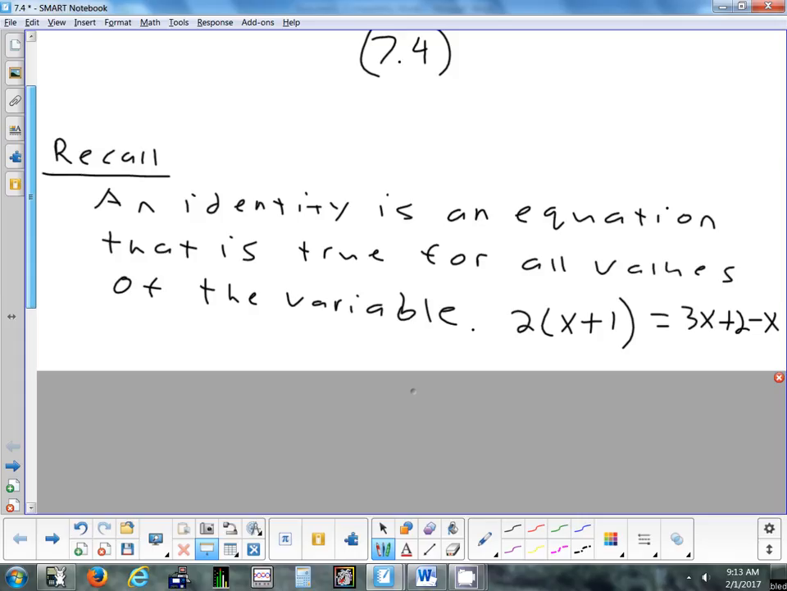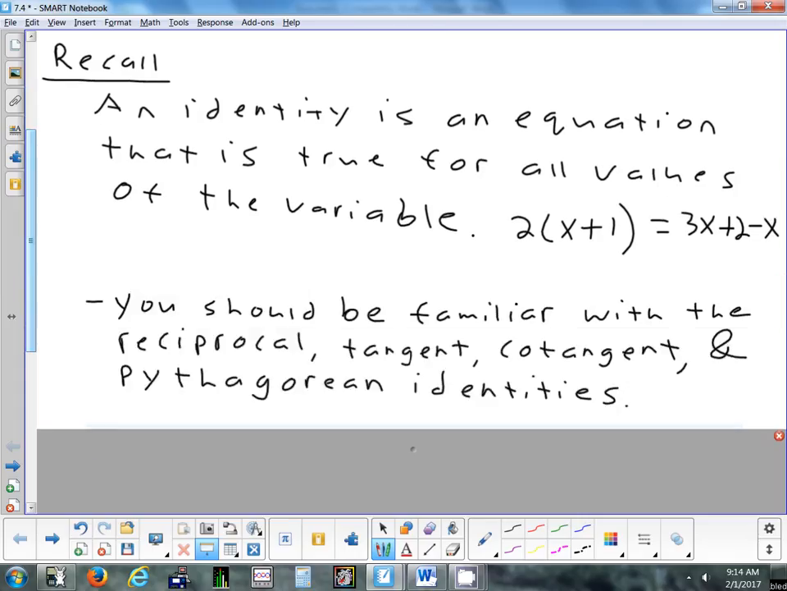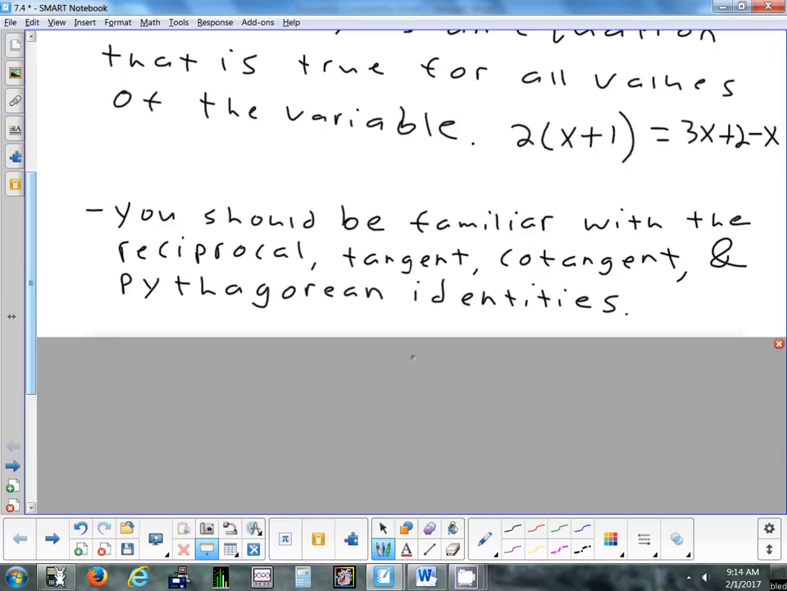It's impossible. That's basically the same idea with a trig identity. It's an equation, but it has trig in it, like sine or cosine, and it's always true. You can't make it false. So the identities that I'm about to list, you should already be familiar with, and you already have them in your notes. If you need to copy them again, you can, but we've already done them in an earlier section.